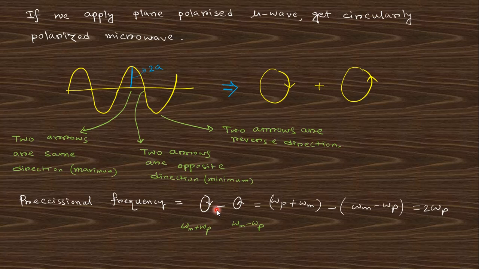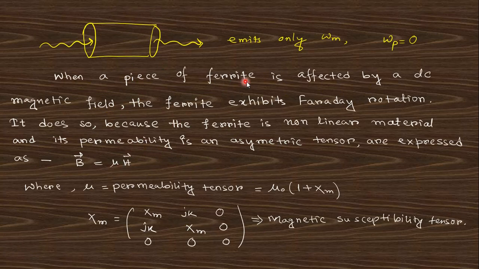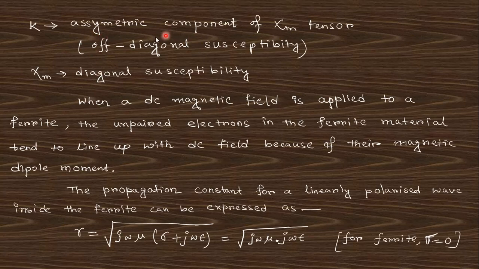So if you take these two, finally you will get the precession frequency, and you will get this one. So if you want to know about the susceptibility, it will be like that, and the corresponding asymmetric component will be this. So diagonal symmetry.